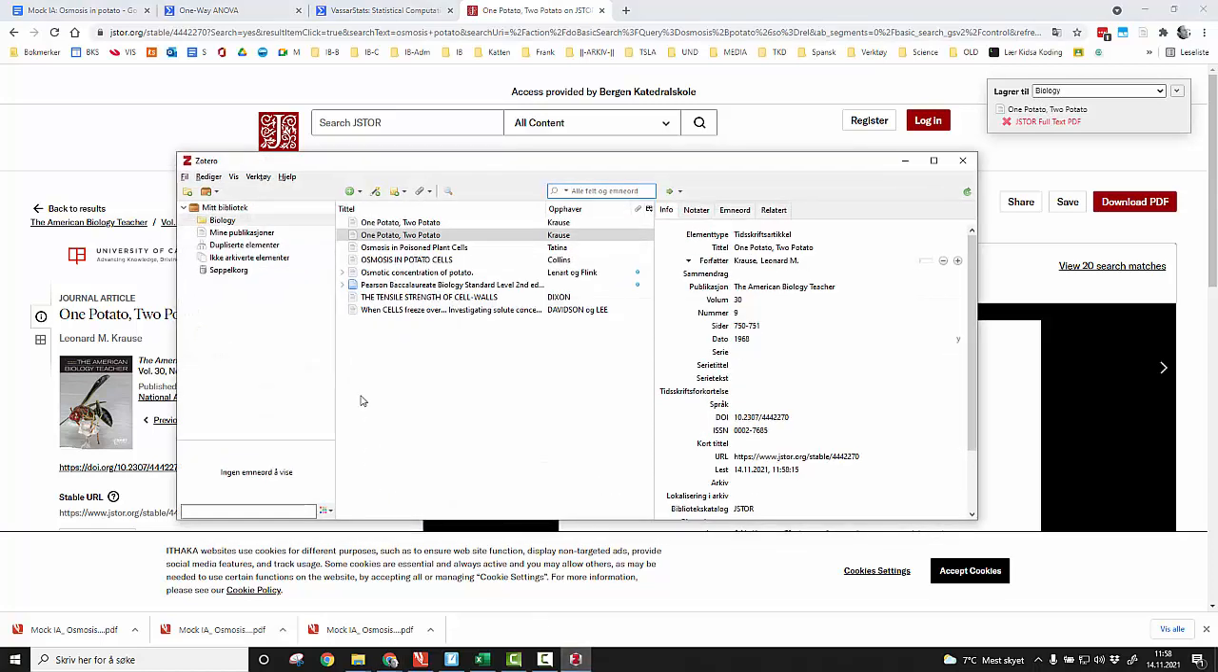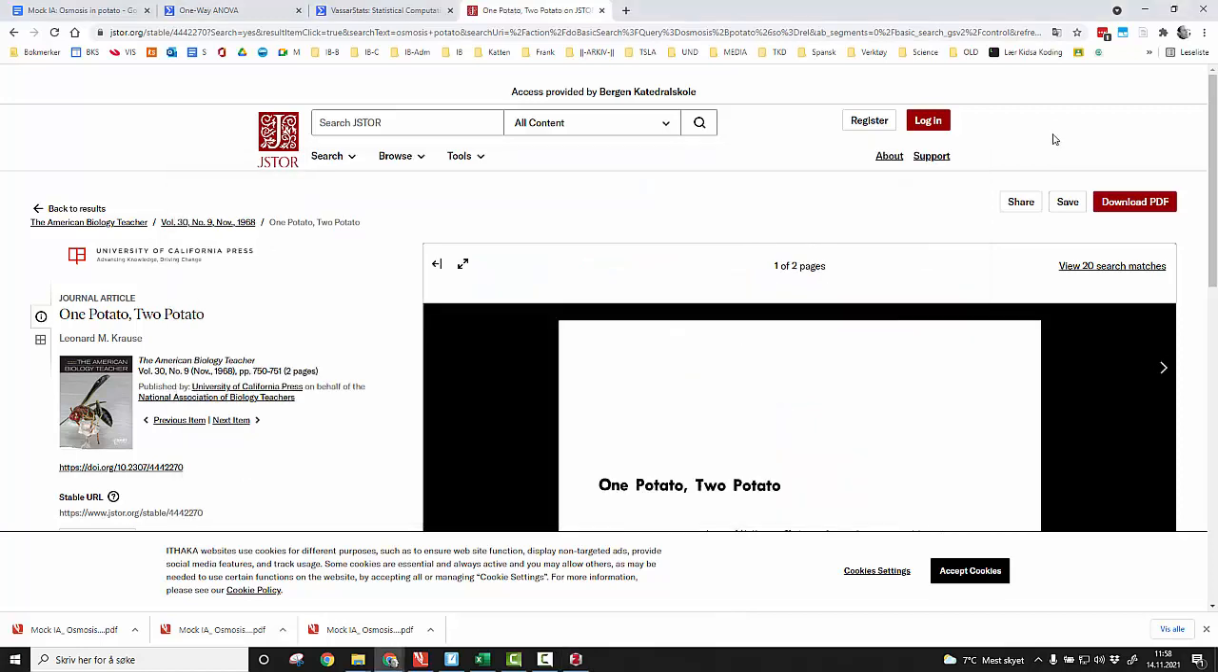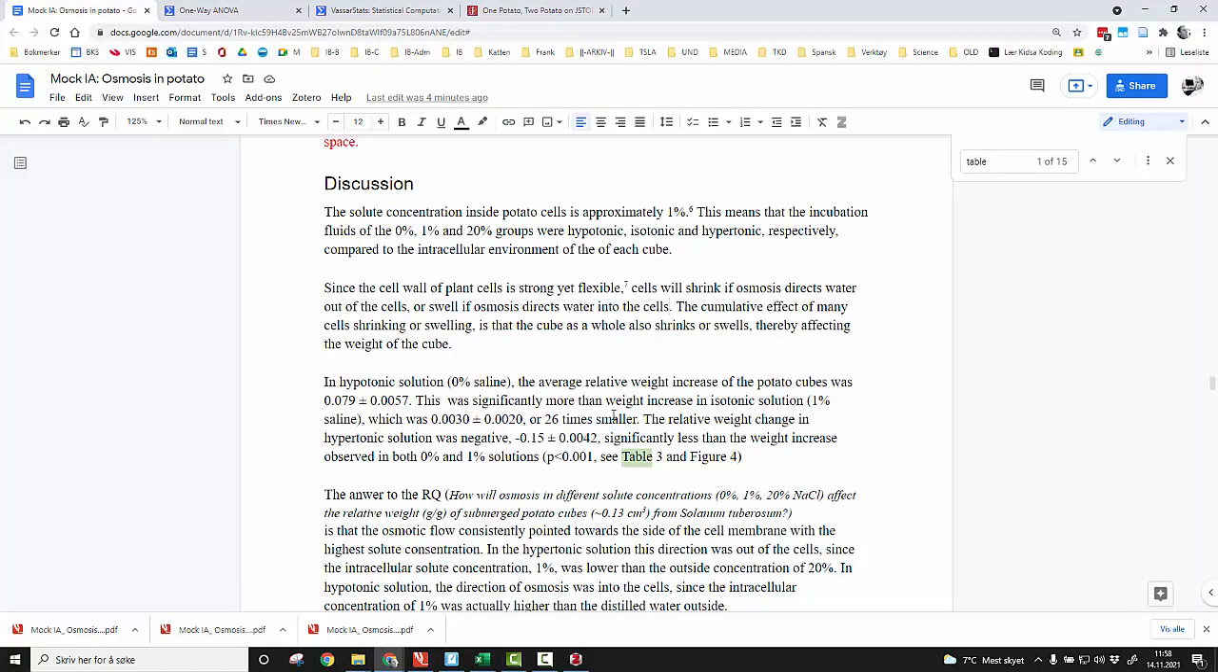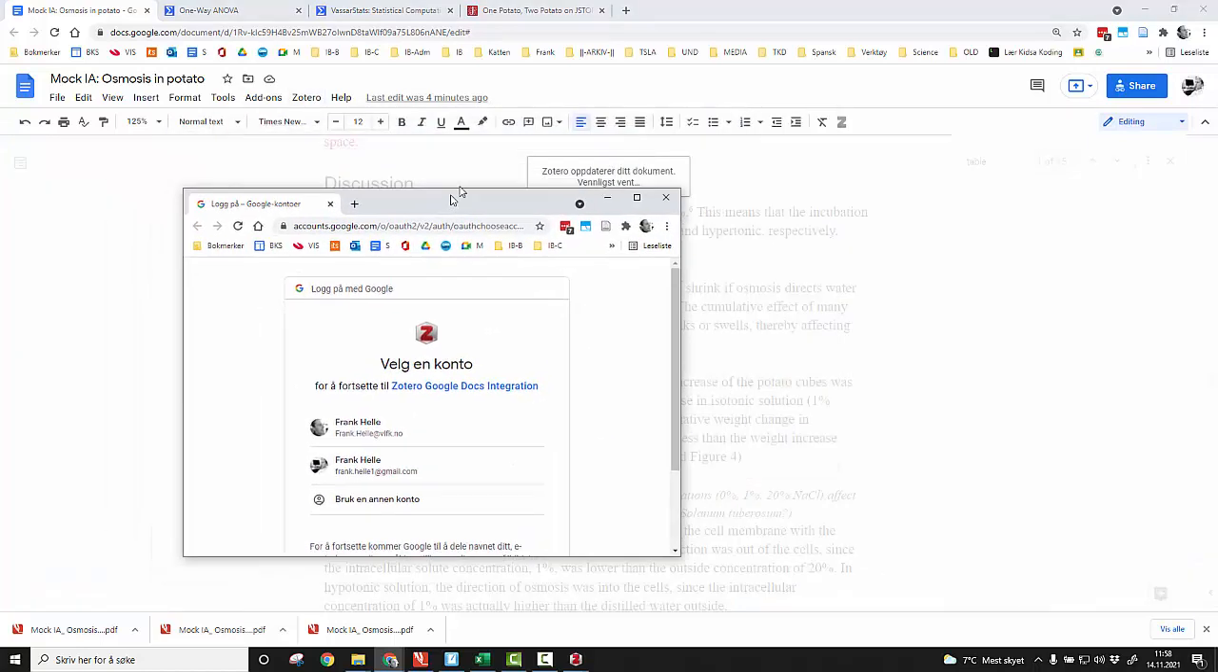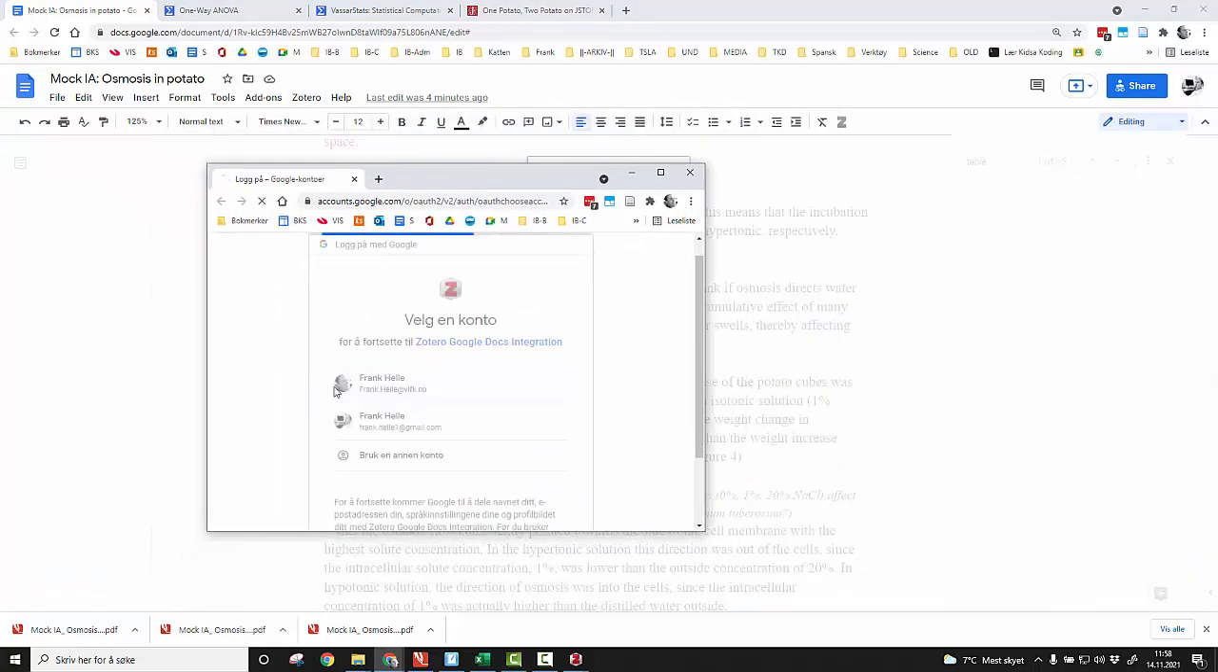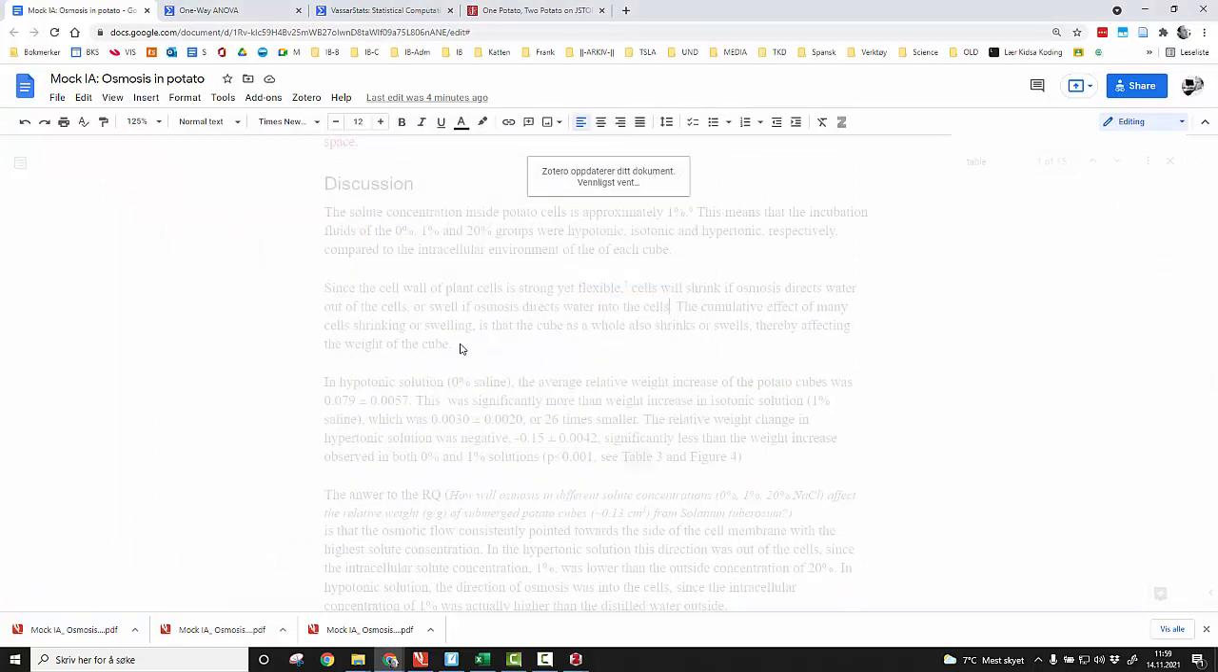And if we now look in Zotero, we see that we have this citation ready. Actually, it was there before, and now we have two of it. And now I'm going to try to insert it into my document. We are using Google Docs, and now I'm going to tell Zotero to add this citation. On another screen I got this pop up, so I have to log in with my school account.